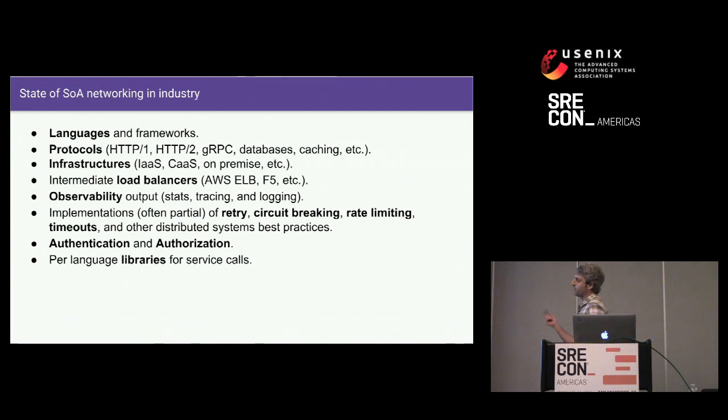And lastly, I've already touched on this, but we typically have, again, many per-language libraries. So the way that most people are building systems today is they'll have a particular library for Java, or a library for PHP, or a library for Python. And these things, they do some stats, they do some logging, maybe if you're lucky, they do some tracing, and they'll do some timeouts and some circuit breaking. But they're often partial, and they might have some bugs.